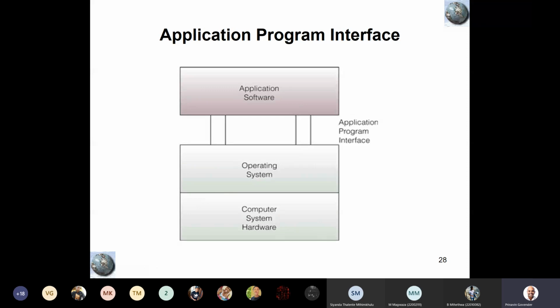Application programs. Now, again, the application programs that we talk about are Word, Excel, PowerPoint, database systems. That's not what I'm going to be dealing with. I'm going to be talking about programming.